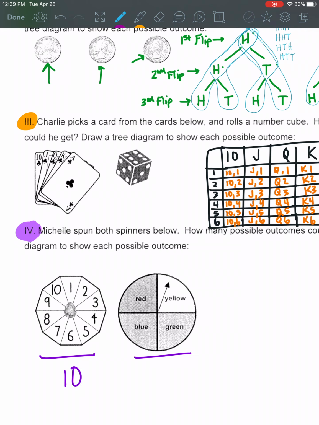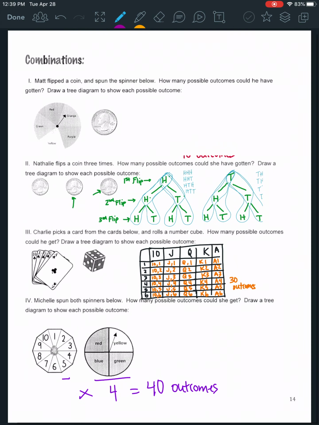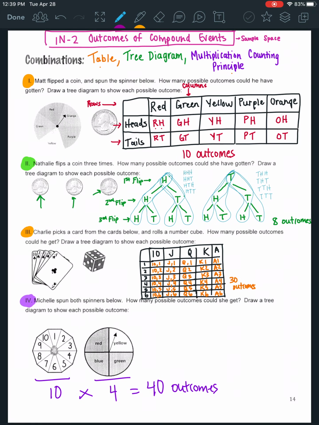Then spinning this one, how many possible outcomes are there here? Well, there's 4. Multiply them together, there's going to be 40 possible outcomes. Okay? Like I said, it doesn't list every single one. We could organize it in a table or do a tree diagram. But if we don't need to know every possible outcome, the multiplication counting principle is the easiest.